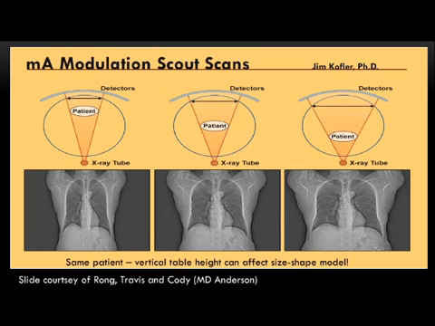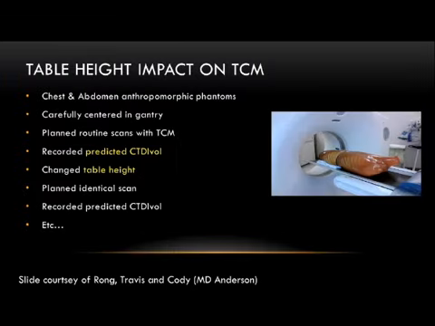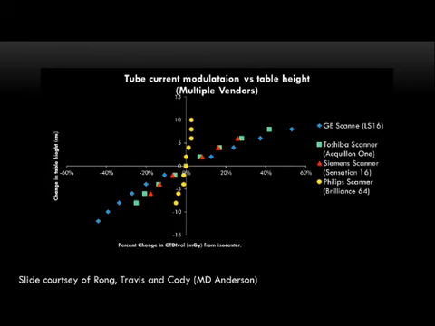So what her team did was go through and set the table at a bunch of different positions, acquire the localizer radiographs, and plan the scans on a number of different vendors, and recorded a number of the parameters, and planned the scans with the different table heights, and recorded what the expected CTDI vol was going to be for these systems. And so you can see with extremes, if you've got the table 15 centimeters below isocenter, the predicted change in CTDI vol is over 40% below.